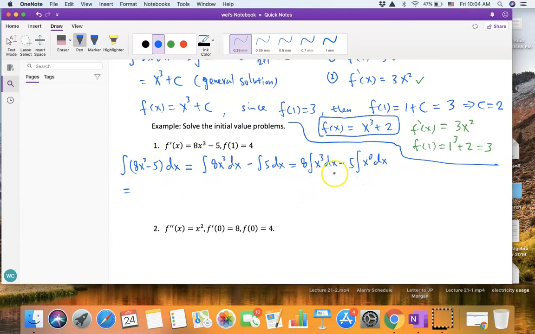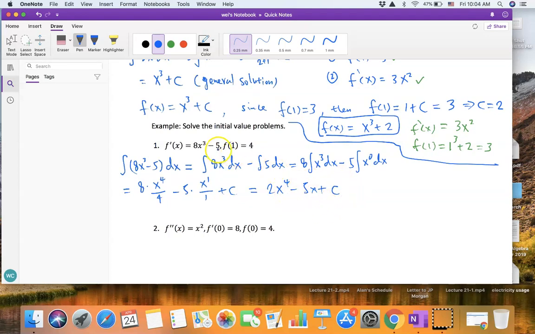Then we can use the power rule. So we get 8 times x to the 4th over 4 minus 5 times x to the power of 1 over 1 plus c.